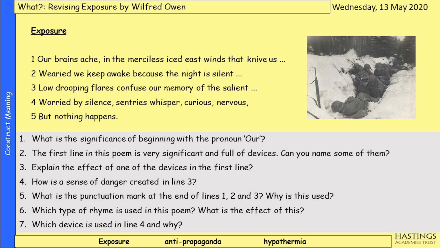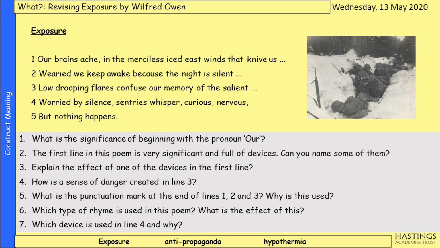For number 2, the first line in the poem is very significant because it is full of devices. We have sensory description in terms of brain's ache. There's personification, so you've got the merciless iced east winds and the use of the verb knife. And there's also the sibilance there, so that repetition of the S sound, merciless, iced, east, winds, and us.